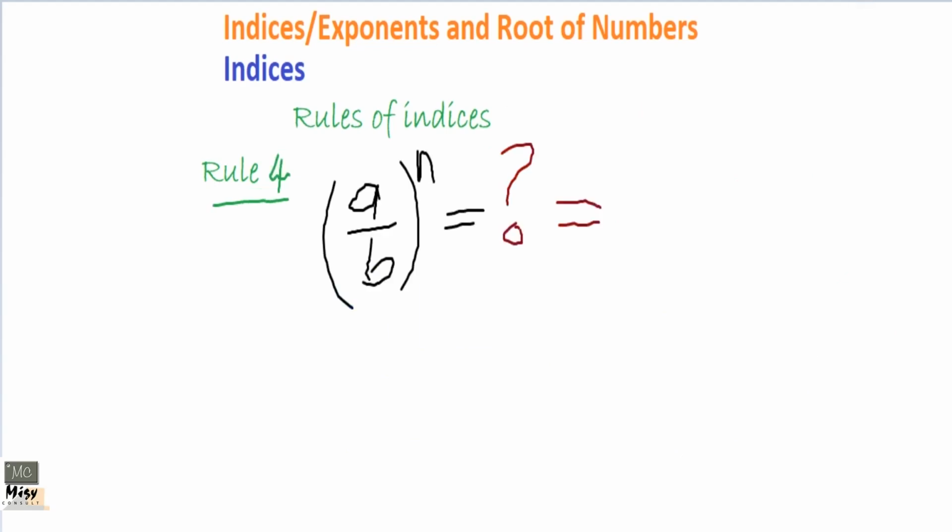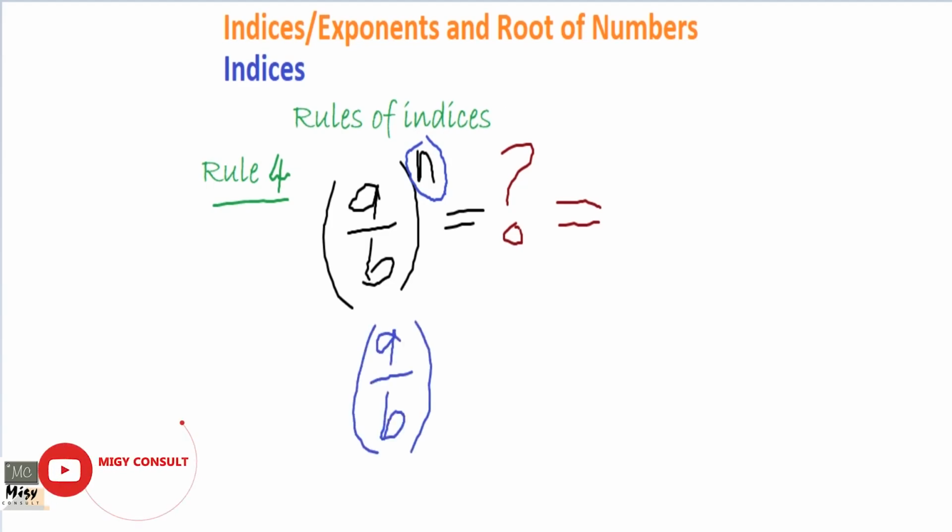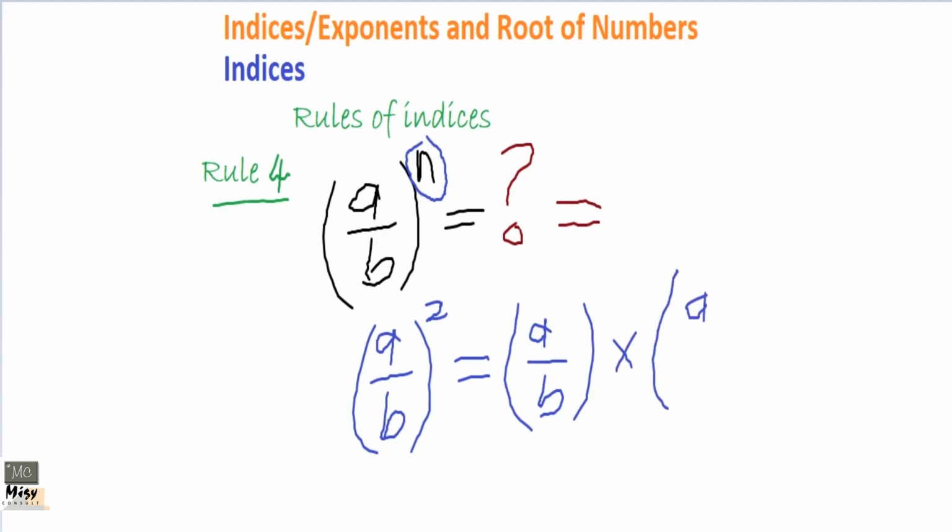You can use this same way for fractions, whether numbers or letters or expressions, when dividing, and you practice later. As we said about the index, choose simple numbers: a over b raised to the power 2 is the same as a over b times a over b.